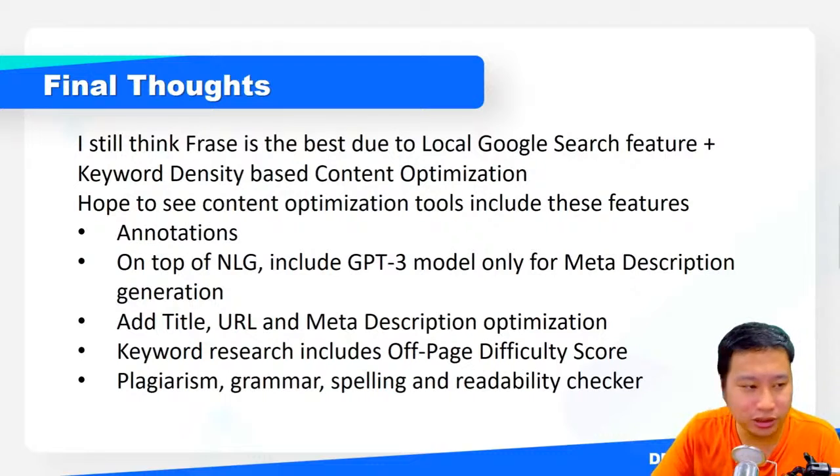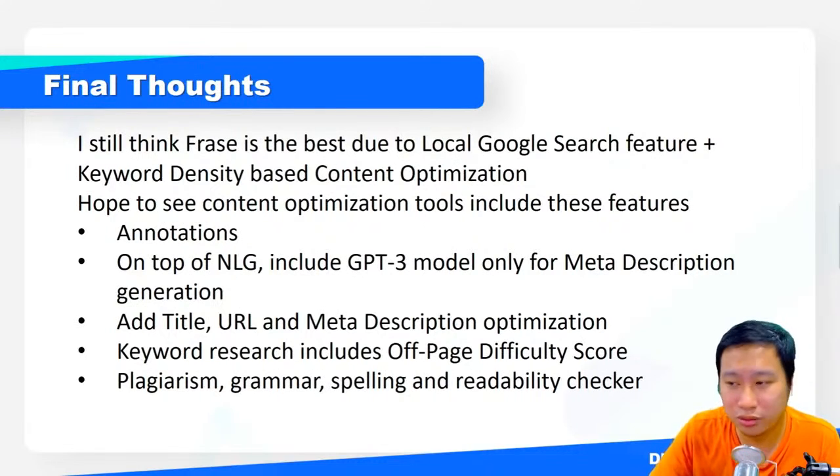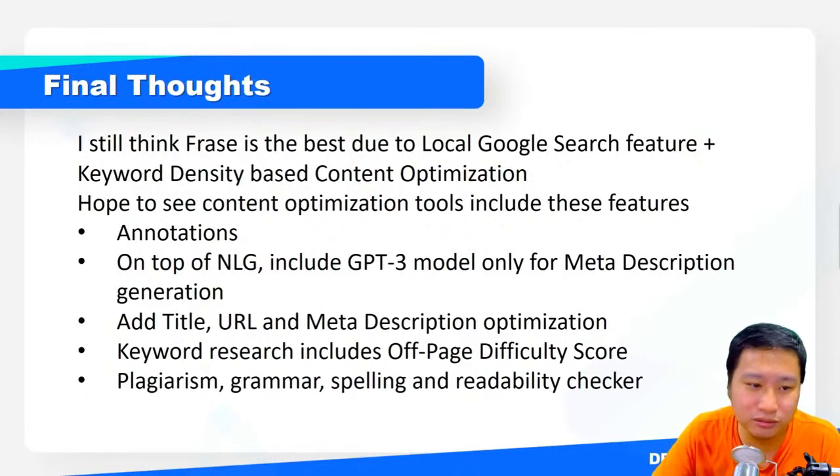Before I end off, I would rank them. Phrase would be the best, number one in my opinion. And then number two would be WriterZen. The downside is that it doesn't have AI writing, and some features are missing. But in terms of writing itself, content optimization itself, I think WriterZen is actually built well for it.